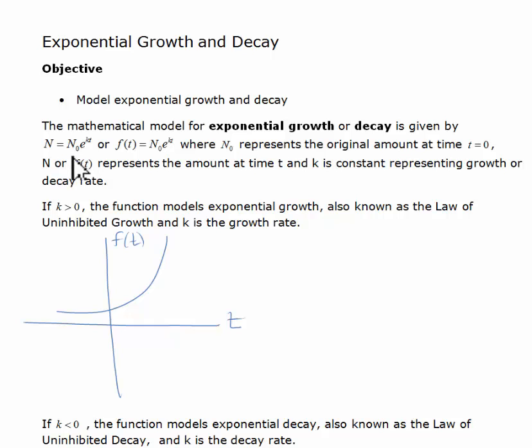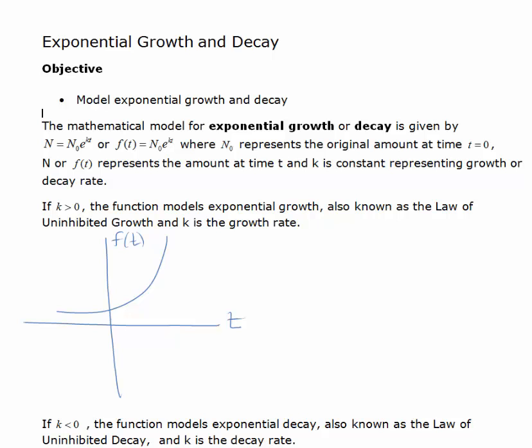Basically, N sub 0 is your initial amount, N is your amount after time, k is either your growth constant or your decay constant, depending on if it's positive or negative, and t is the amount of time. And this should look familiar because, really, when we compound continuously, that falls under exponential growth.